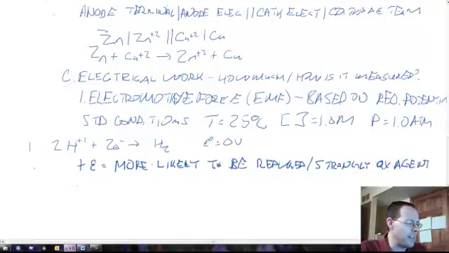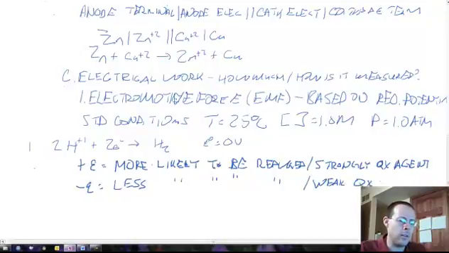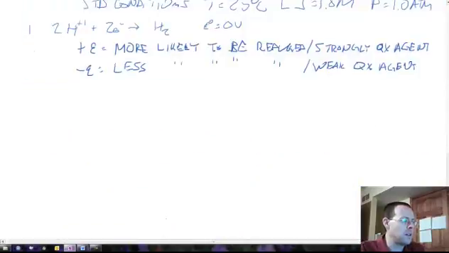Alright? If something has a negative E, it is less likely to be reduced. If it's less likely to be reduced, it is a weak oxidizing agent. If it's a weak oxidizing agent, it's a strong reducing agent. Conversely, a strong oxidizing agent is a weak reducing agent. Alright? So that was essentially electromotive force number 1. We're going to have another couple things to talk about. Alright? Number 2 is going to be standard cell potentials.